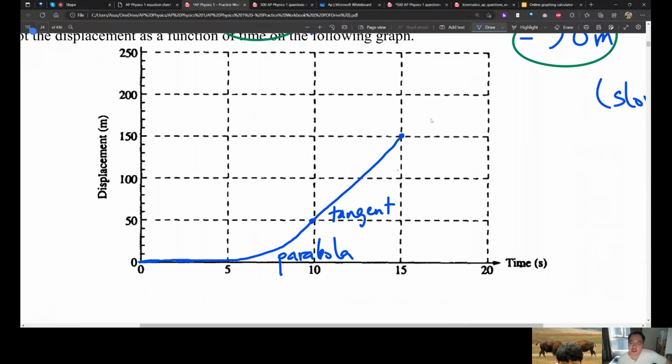And lastly, it decreases to 0 here. Another parabola and reaches 0. A parabola downward.